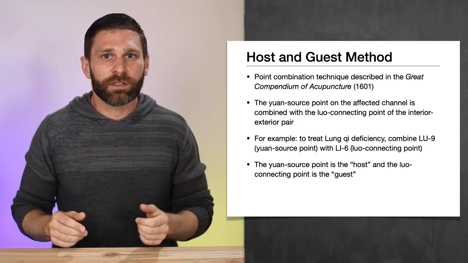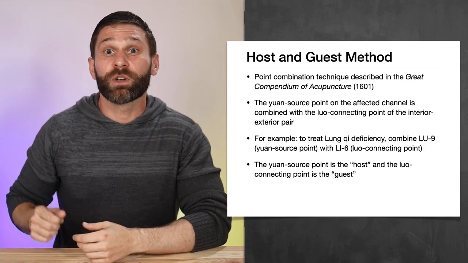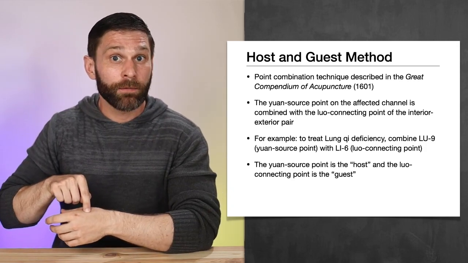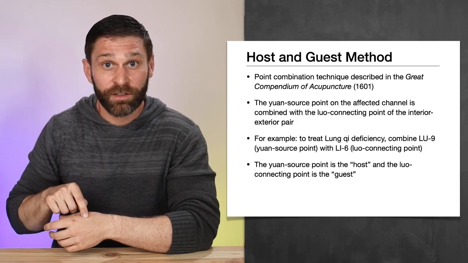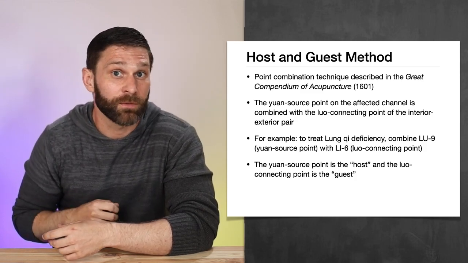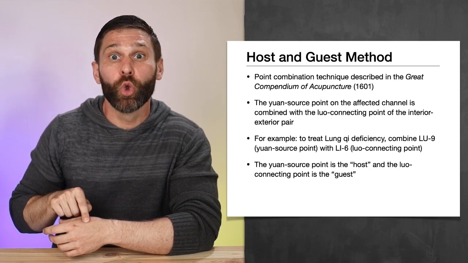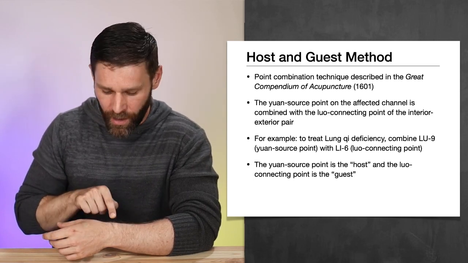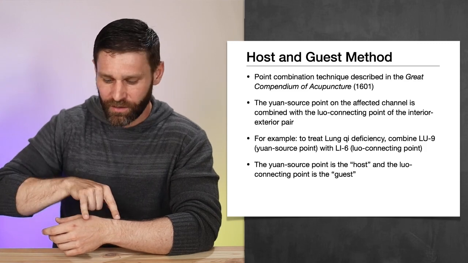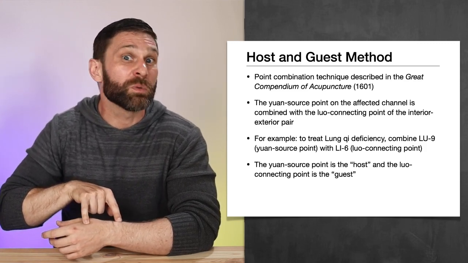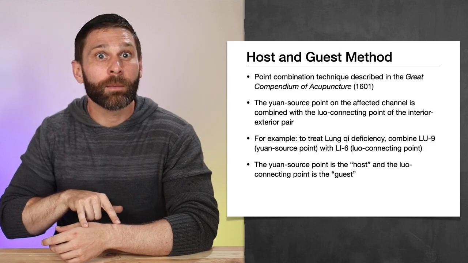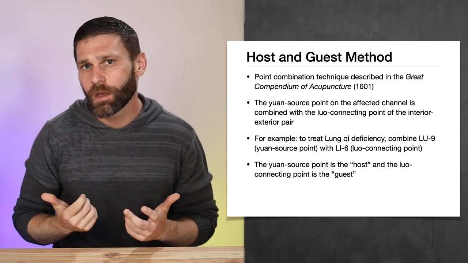And so sometimes this comes up and you see, we're trying to expel a pathogen. Well, we can use Li4 because it's the Yuan-Source Point on the large intestine channel. Yuan-Source Points on yang channels are good for expelling pathogens. Let's kick it up a notch by adding in the Luo-Connecting Point of the yin-yang pair, add in lung 7. And so that point combination becomes more powerful. We've kind of amped up the action of the Yuan-Source Point. So that's a way of thinking about it.